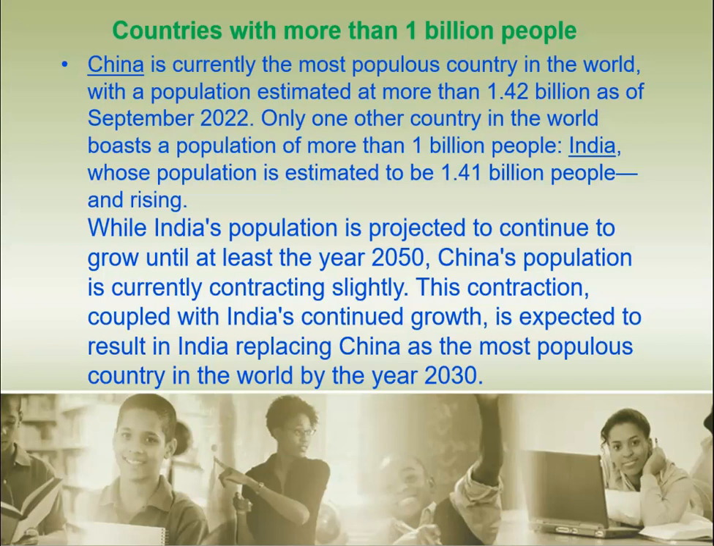China is currently the most populous country in the world, with a total population of 1.42 billion. Only one other country in the world boasts a population of more than 1 billion, and that is India. India's population is estimated to continue to grow until at least 2050. China's population is currently contracting slightly. This contraction, coupled with India's continued growth, is expected to result in India replacing China as the most populous country in the world by the year 2030.